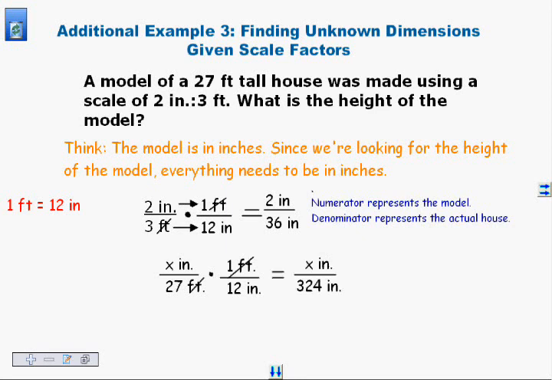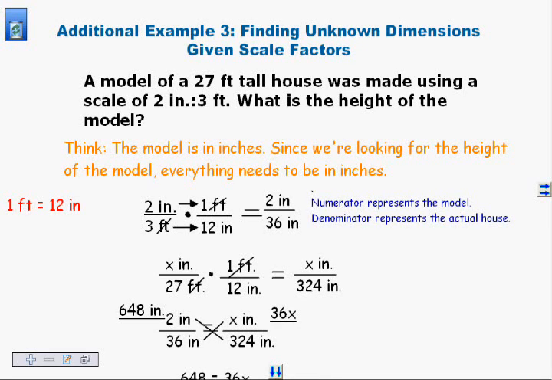All I'm left with is inches. X times 1 is just x, and I have inches up there. 27 times 12 is 324 inches. So now I take those two, since now everything's in inches, and I set them up because they are proportional. I need to solve for x.